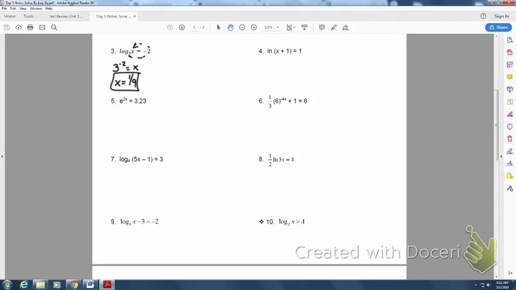Going over to 4, what is my base on that? 10. Yep. E. Okay, if it's natural log, it's E. If it's log without a base written down there, then it's 10. So there's nothing in front of the log. There's nothing after the log because that +1 is in parentheses. So I'm just going to fish hook. So I've got E to the power of 1 equals x plus 1. Then I would just subtract 1.